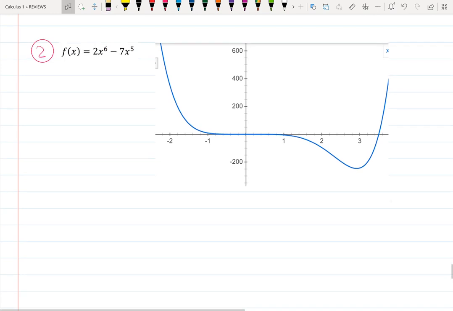And you can pause the video and go over this example by yourself and see if it matches my answer. So this is a polynomial, 2x to the 6 minus 7x to the 5. Here's a graph for you. I like visualization of the problem, interesting, to see what is happening.